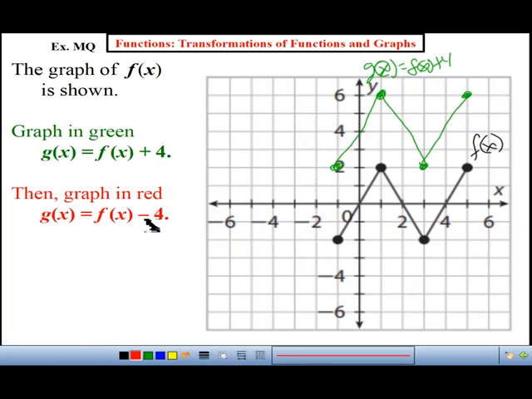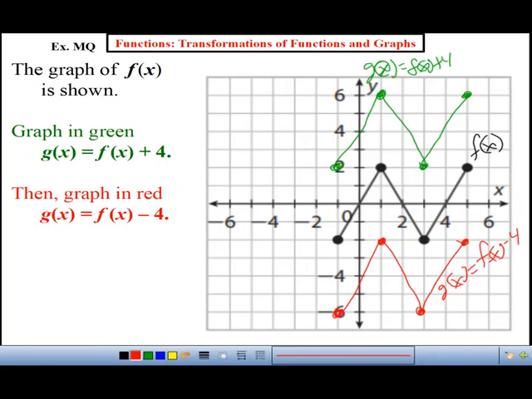And the red one, we take 4 steps in which direction from the original? Down. 1, 2, 3, 4, for each of the points. And my function is g of x equals f of x minus 4.